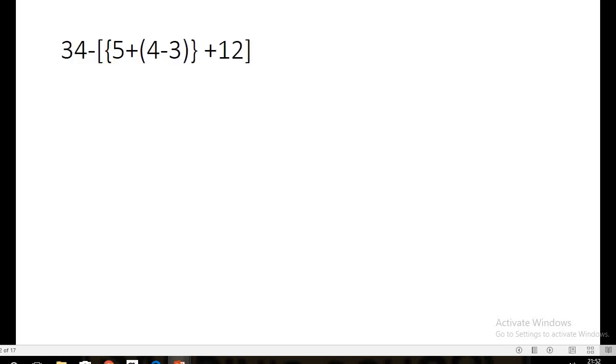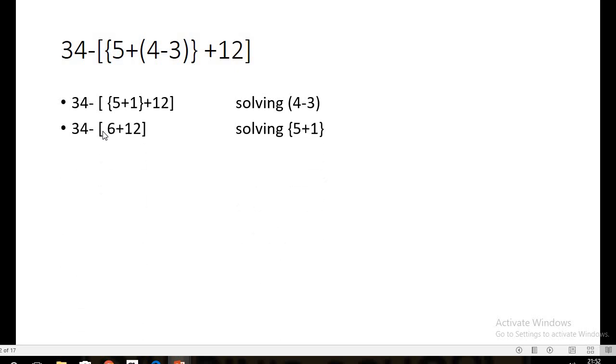In the next question we have innermost bracket as 4 minus 3, so it will be solved first. So 4 minus 3 gives us 1. Now the curly bracket, which is 5 plus 1, which gives us 6, and then now the square bracket, which is 6 plus 12. So always round bracket is solved first, and then the curly bracket, and then the square bracket, right? So 6 plus 12 gives us 18, and 34 minus 18 gives us 16 as the answer.